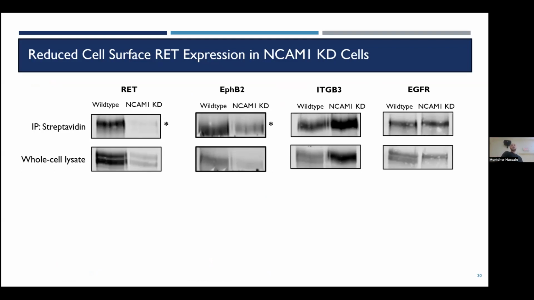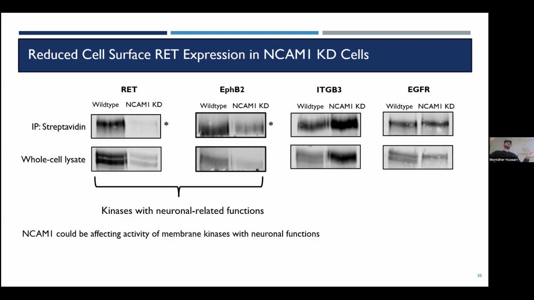And so I asked the question of what could NCAM1 be doing to these proteins, and why these two? And so if we look into them, they're both membrane proteins. They're both kinases that have roles in neuronal functions, whether that's neuronal proliferation, survival, differentiation, synaptogenesis, etc. And so that may suggest that NCAM1 has a broader effect on activity of membrane kinases with neuronal functions specifically.